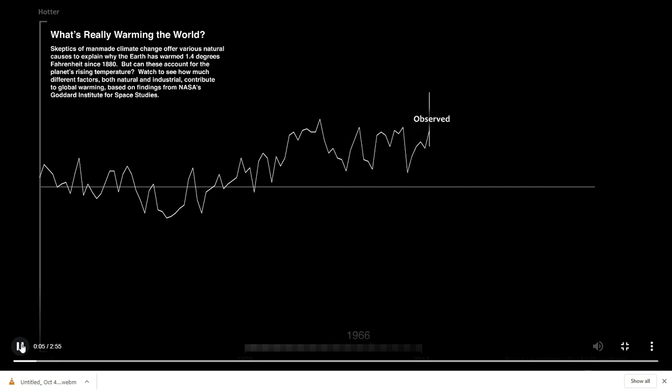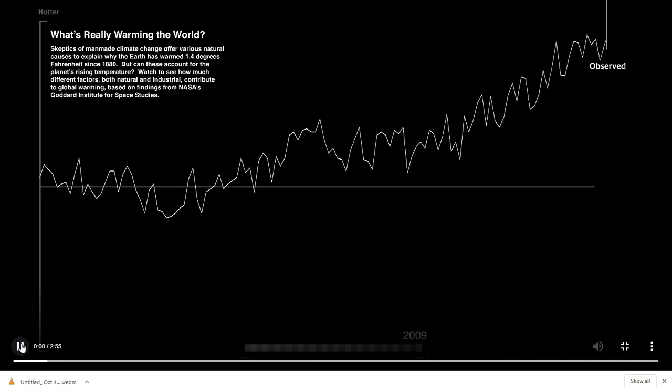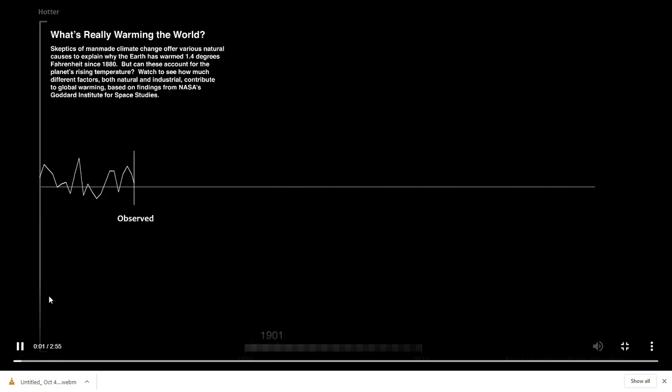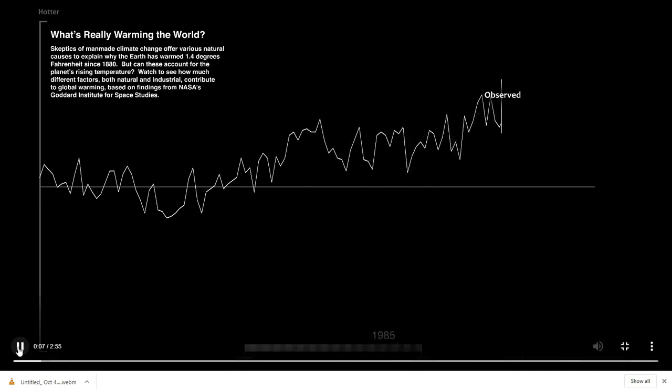So there's the observed temperature, and this would be a baseline average here, this horizontal line. Going above it is to hotter conditions, going below it is to colder, cooler conditions. Okay? So as you can see, it started at about 1880 or so, and this one runs to 2014. So that's the observed.